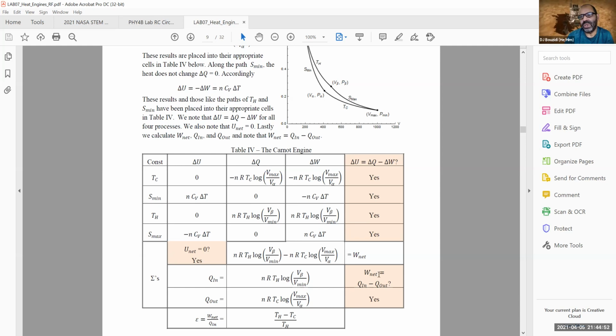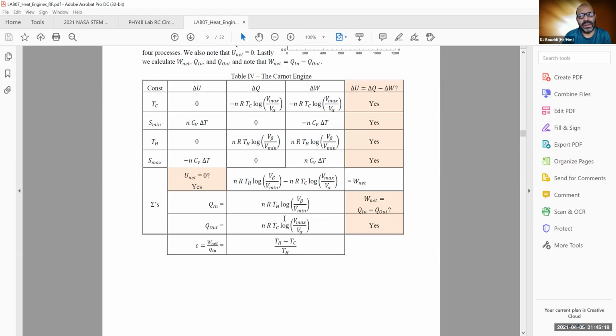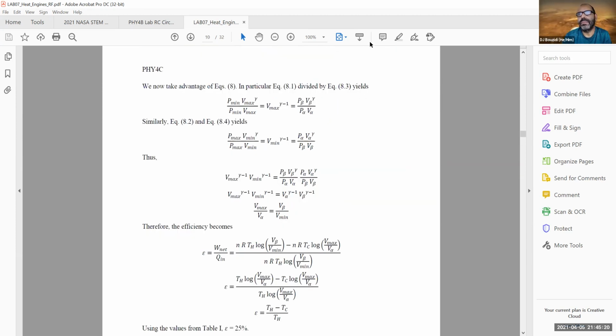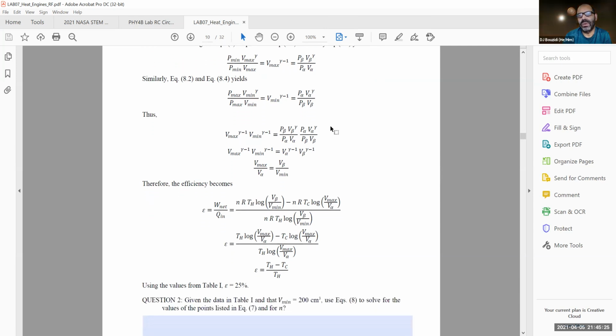The question here: is it true that W net is equal to Q in minus Q out? Let's check it. Is it true that W net is equal to Q in, which is this quantity, minus Q out, which is that quantity? Yes, it is. This is theoretical. So for the entire lab, you're going to go through this process again and again until you get it all mastered. So this is a Carnot cycle, and these are the proofs for it.